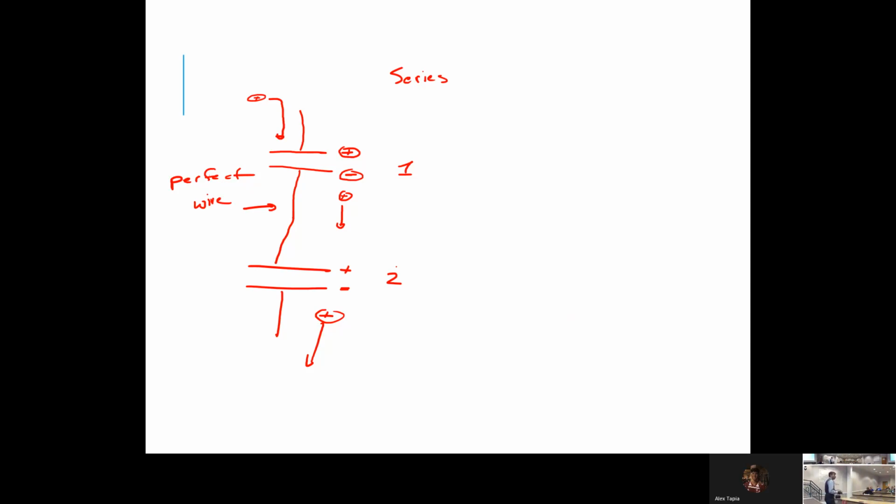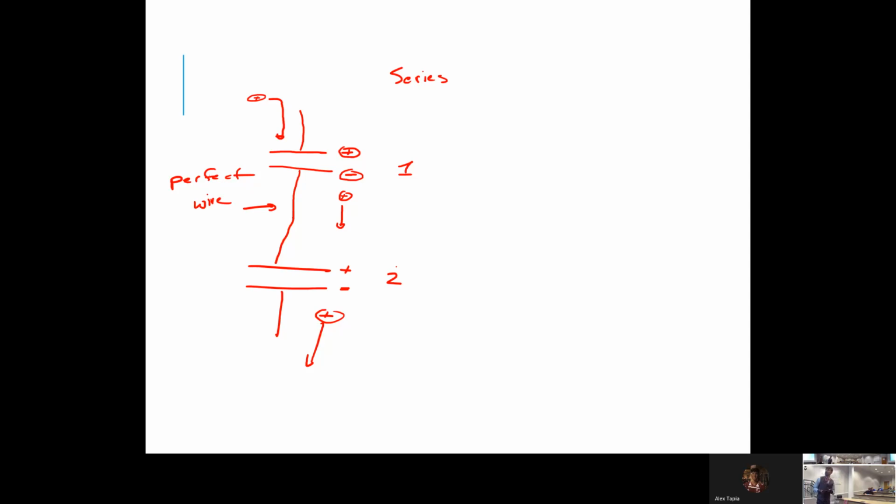The second thing I'll point out: perfect wires are free. I can make the perfect wire as long or as short as I want, and it doesn't change the behavior of the circuit. Is that okay? Perfect wires don't affect the behavior of the circuit, so I can draw them as long or as short as I want.